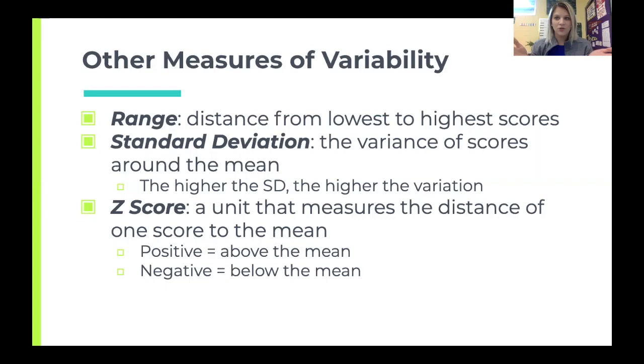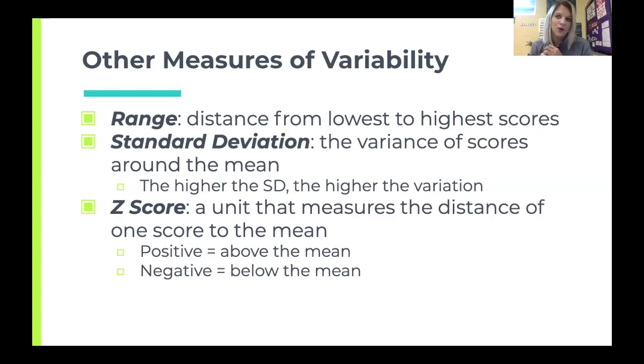So other measures of variability include range, which is just the distance from the highest to the lowest scores. Standard deviation is a measure of the variance of scores around the mean. So the higher the standard deviation is, the more varied the scores are. The lower the standard deviation is means that the more towards the middle they are. And I'm including a video right here on standard deviation because this one always tripped me up.